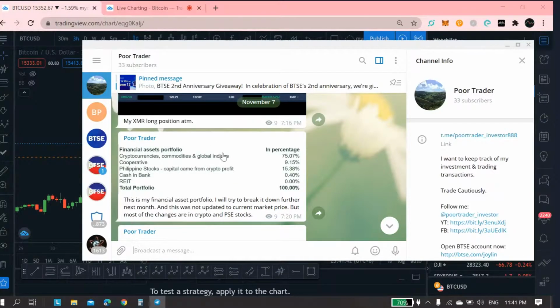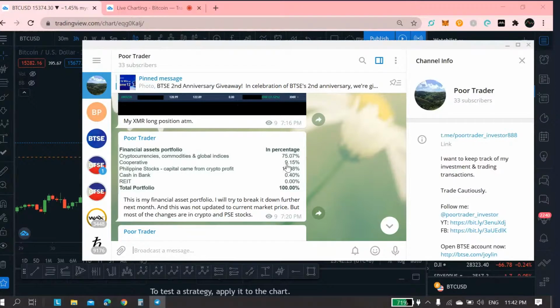Anyway, this is my financial assets portfolio. Majority of it, in percentages, is 75% in cryptocurrencies: Bitcoin, ETH, LTC, and some other alts. And then I also trade commodities. I use Prime XBT, and the collateral or deposit there is also BTC. So that's included there for trading commodities and global indices.